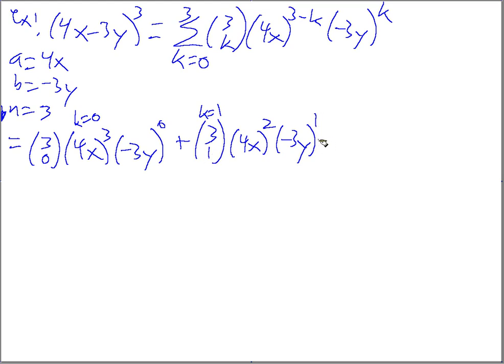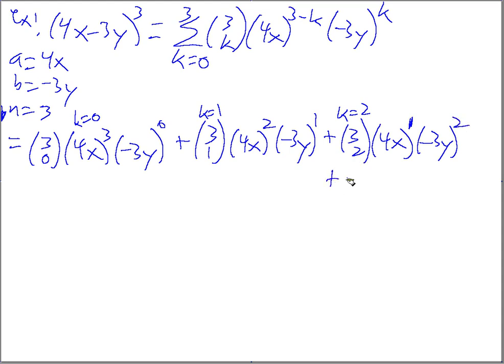First power. Alright? What's the third term? Well, third term k is now equal to 2 for the third term, right? So we have 3 choose 2. Alright? And it's going to be what? 4x to the 3 minus 2 is 1. So 1 power, right? Or just 4x if you will, right? That's a 1 there. And negative 3y what? Squared. Alright? And lastly, the fourth term, now k is equal to 3 for the fourth term.